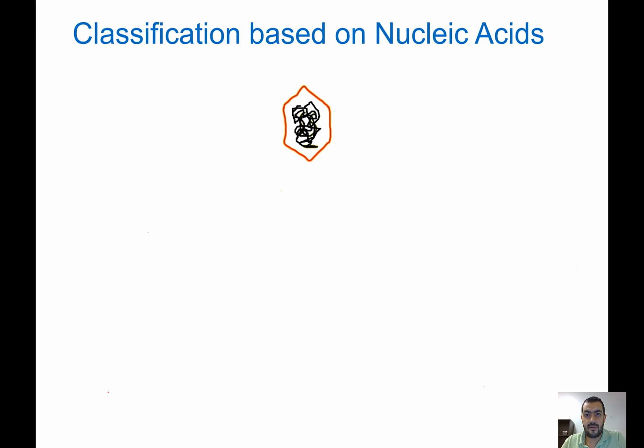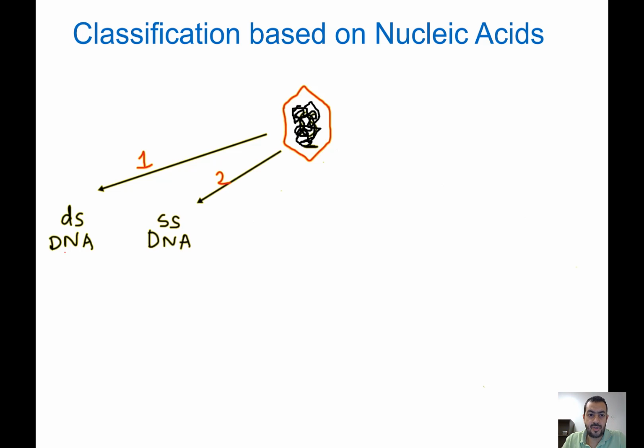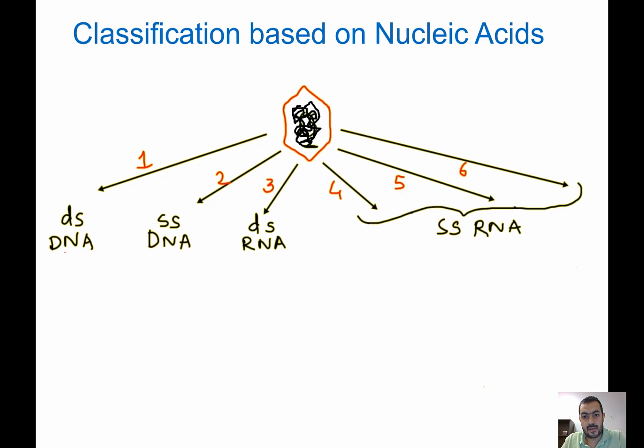How can we classify viruses based on nucleic acids? So remember, nucleic acids are at the core of the virus, and we can classify viruses based on nucleic acids into viruses with double-stranded DNA genome, or viruses with single-stranded DNA genomes. Then we have some viruses with double-stranded RNA genome, and the rest are for single-stranded RNA genome. Okay.